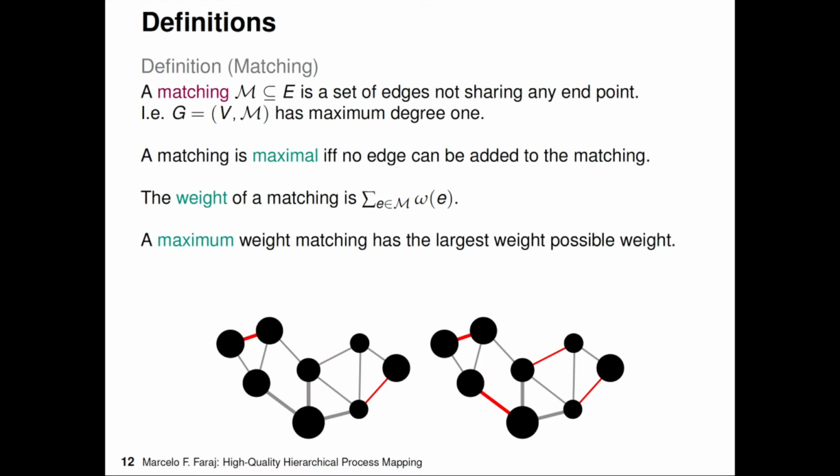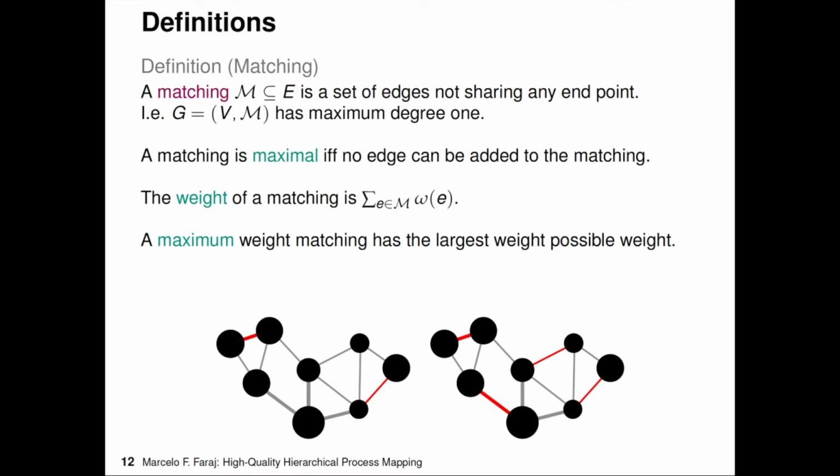First, a matching M is a subset of the edges of a graph in which no two edges share endpoints. In other words, if we consider a graph containing the same vertices as the original graph and only the edges contained in the matching, this will be a graph with no node with degree higher than 1. Second definition, a matching is considered maximal if and only if no edge can be added to the matching.